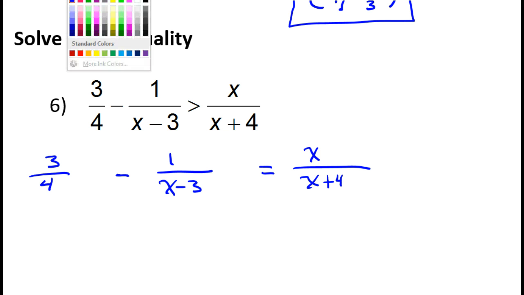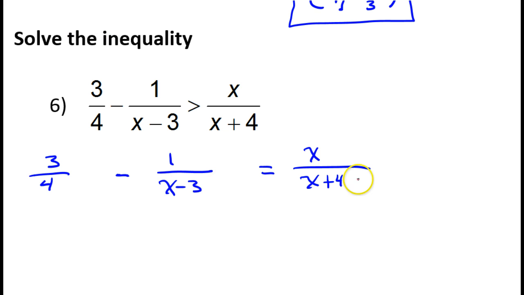So the way I solve rational equations is I make the denominators the same. So I see 4 and I see x minus 3 and I see x plus 4. Those are three different things. Don't think you can take this 4 and put an x plus in front of it to turn it into x plus 4. It doesn't work that way. You need to do only multiplication.